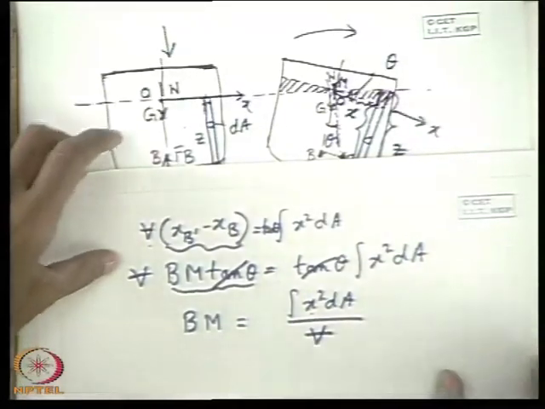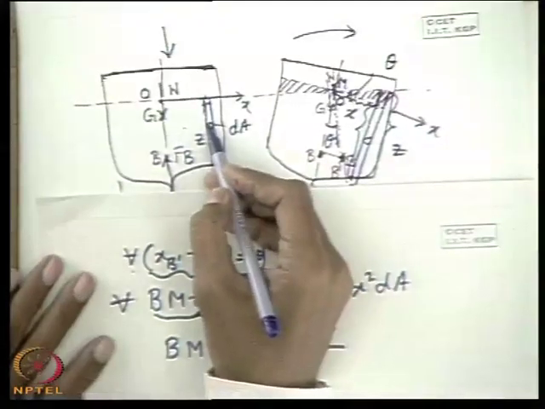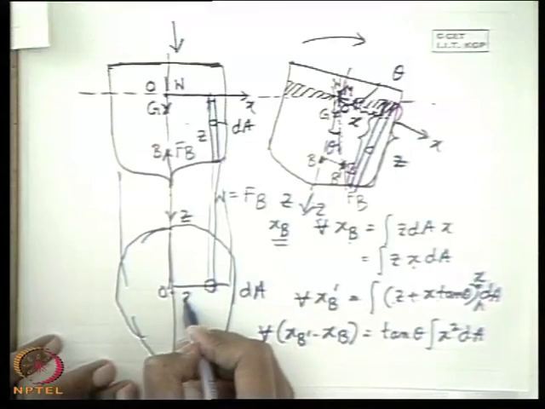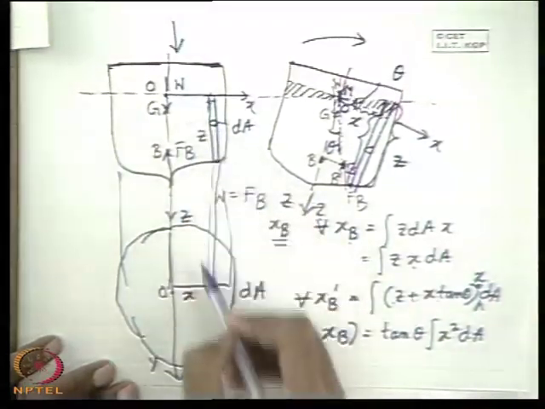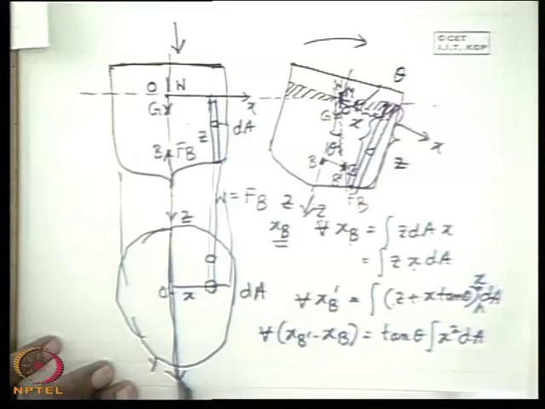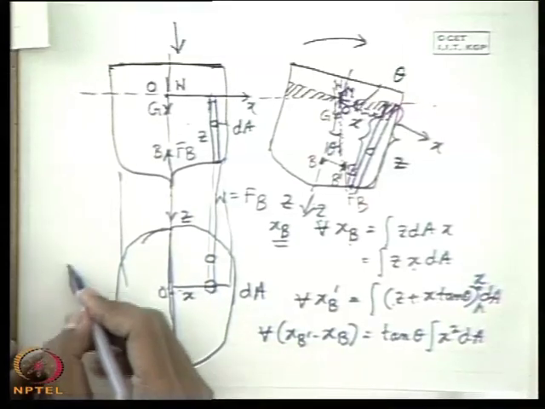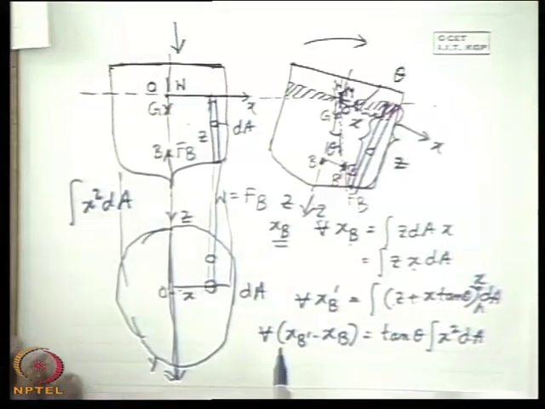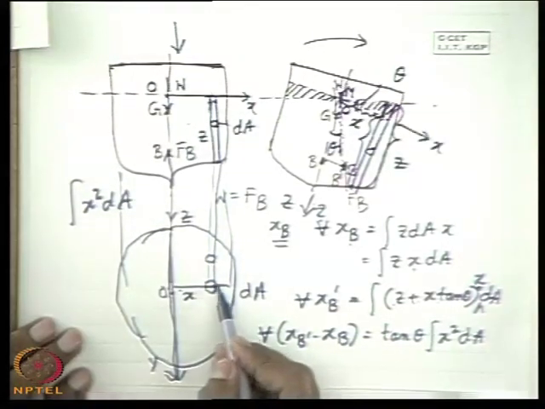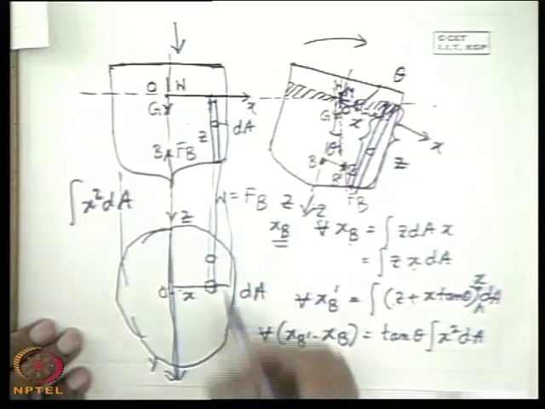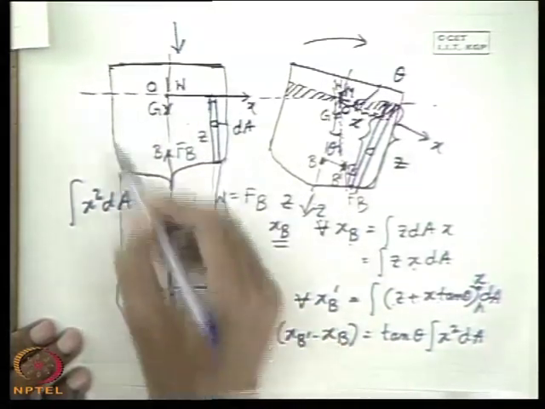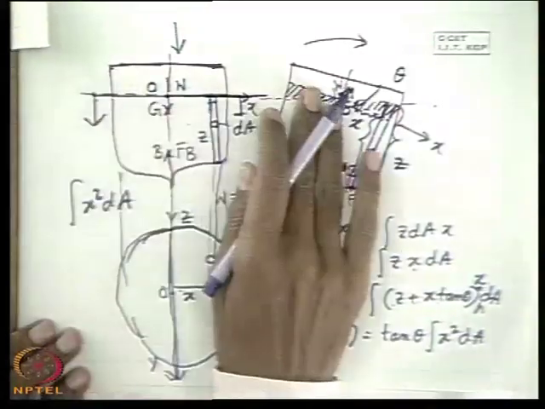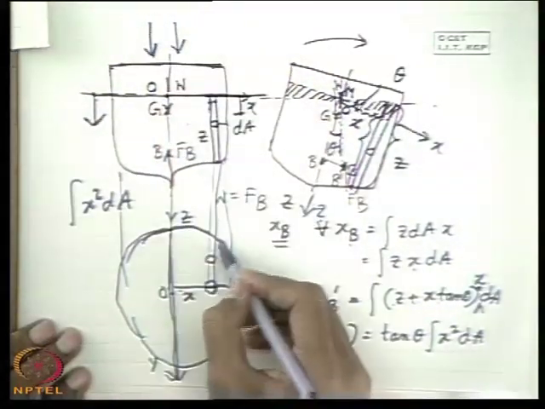Now, what is this integral of x square dA? If we look at this figure, x is the distance of any elemental area here from this y axis. That means this x square dA, which is in the numerator of this expression of BM, represents the second moment of area of the plane of flotation. This is the plane of flotation. If I take a section from here and look from the top, that is the sectional plan we see.